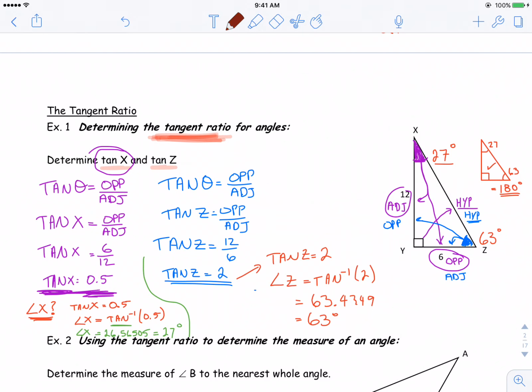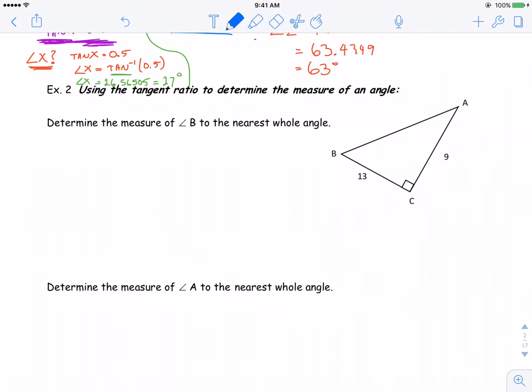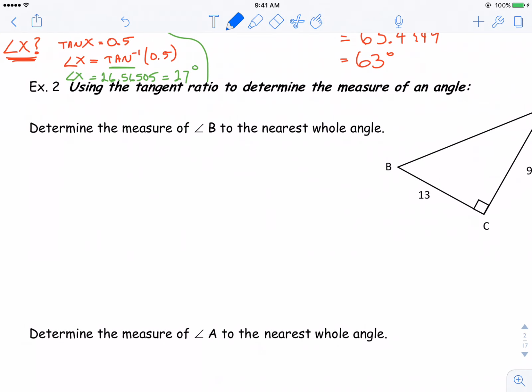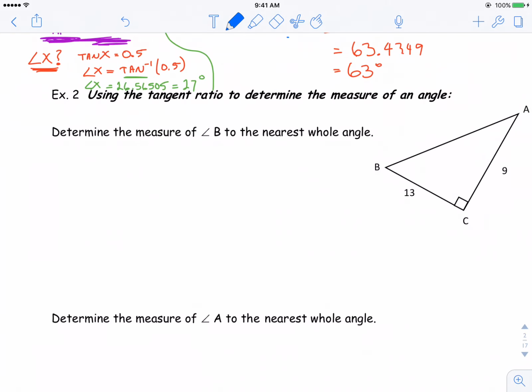Okay, we're on a roll now. So here we go, example number 2. Using the tangent ratio to determine the measure of an angle. So we've already kind of done this. Determine the measure of angle B to the nearest whole angle.